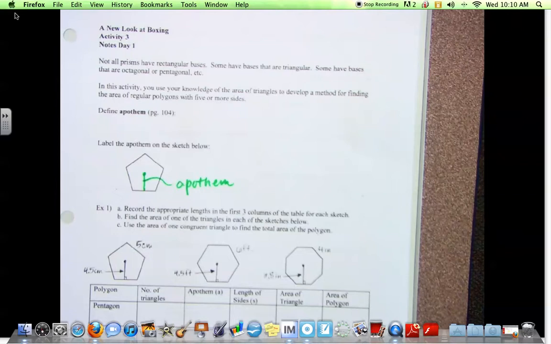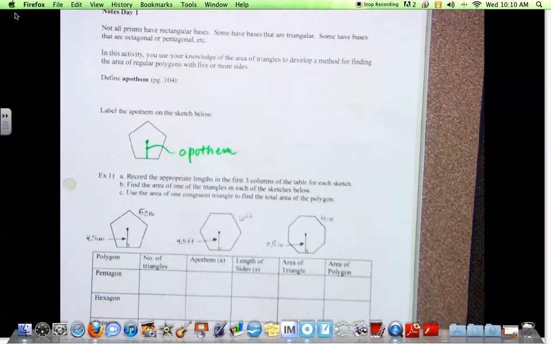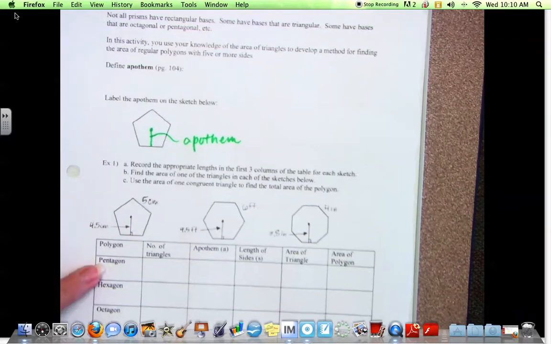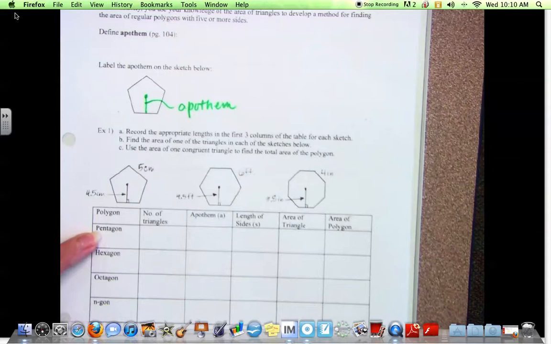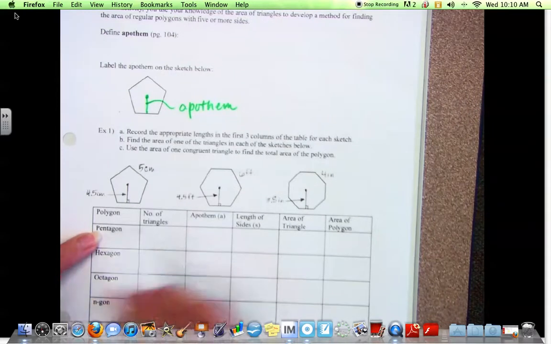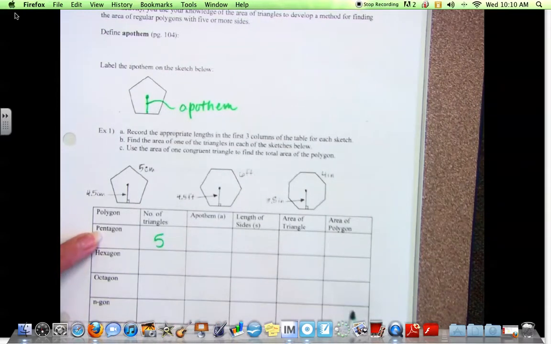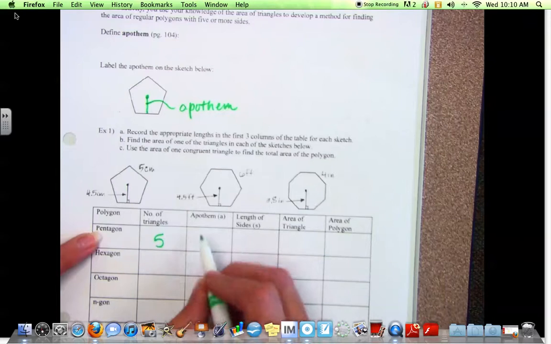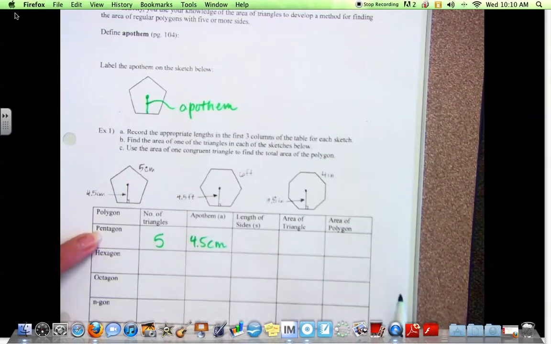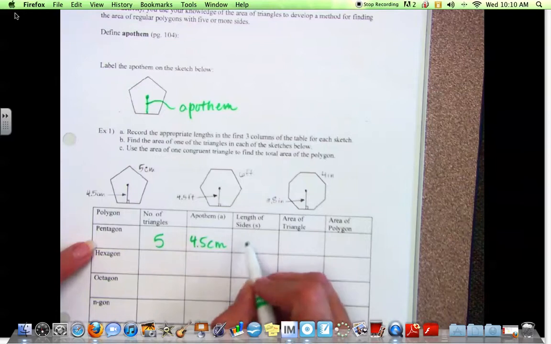All right, example 1. Record the appropriate lengths in the first 3 columns of the table for each sketch. Then we're going to find the area of one of the triangles in each of the sketches below, and use the area of one congruent triangle to find the total area of the polygon. For the pentagon, how many triangles can we break it up into? 5. What is the length of the apothem? 4.5 centimeters. What's the length of each of the sides on the pentagon? 5 centimeters.